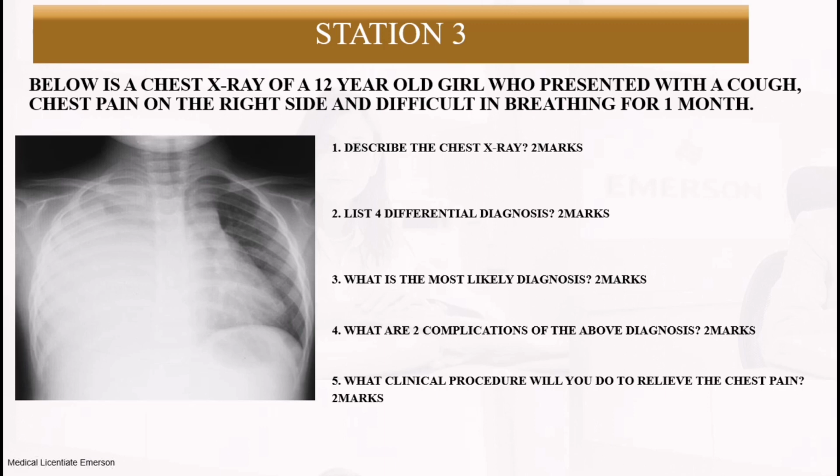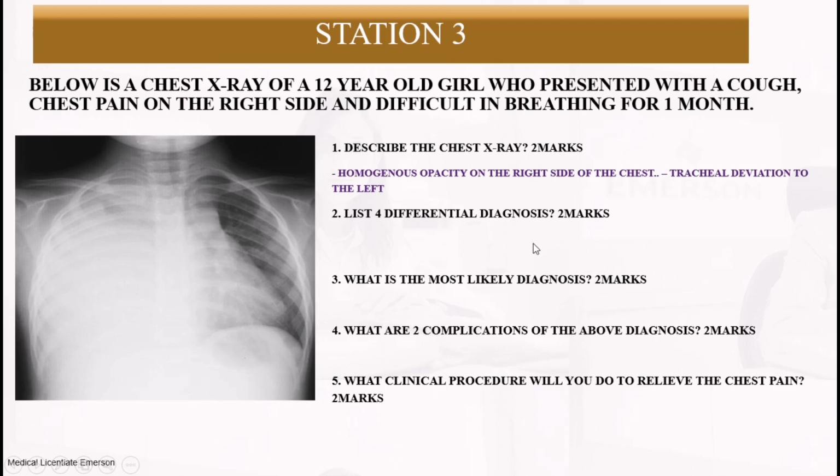Are going to describe this. So this is a homogeneous opacity on the right side of the chest. This is the right side of the chest, looking at how the chest X-ray was taken. This is the right side, and there is a homogeneous opacity here.